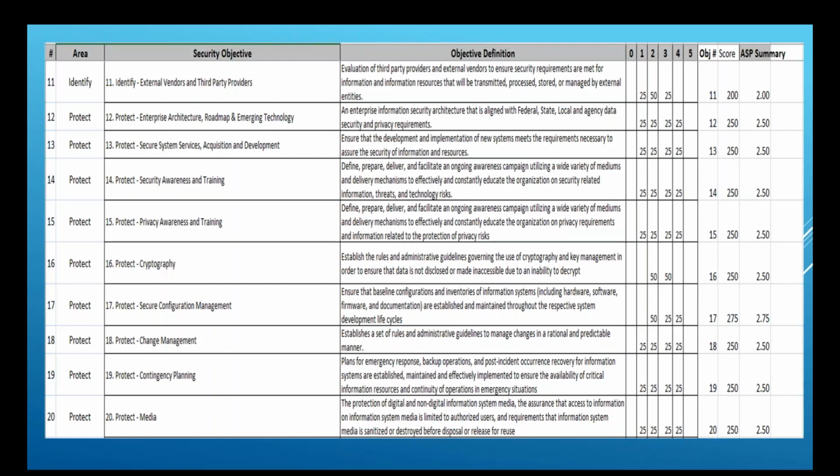So we do talk a little bit about acquisition. We just want to make sure that if we're involved in acquisition, whatever we're bringing on board meets our security standards. So I scored, you know, 1 through 4, 25% in all of those levels.